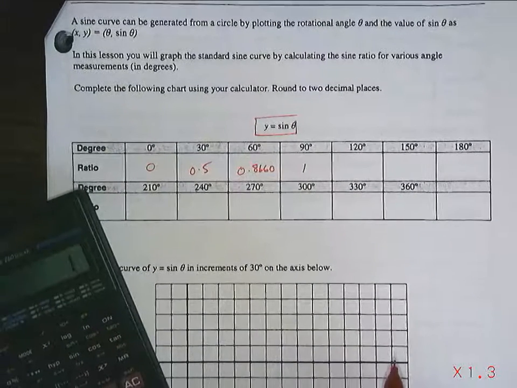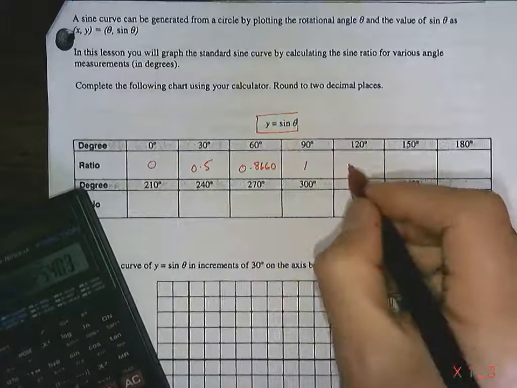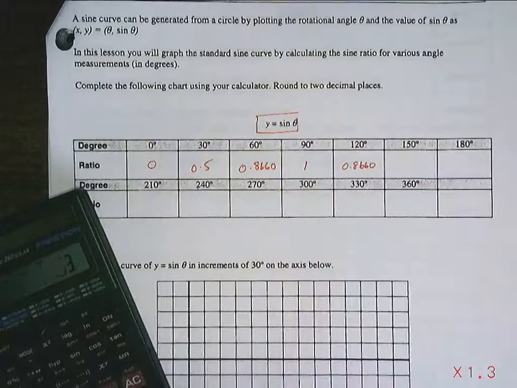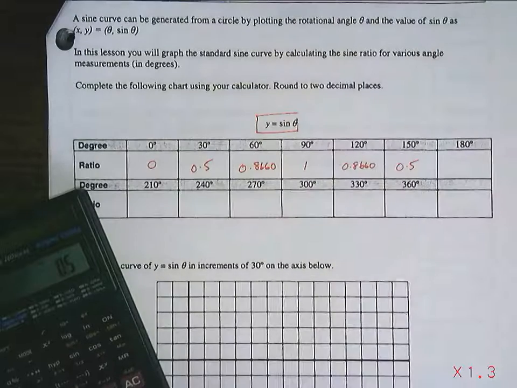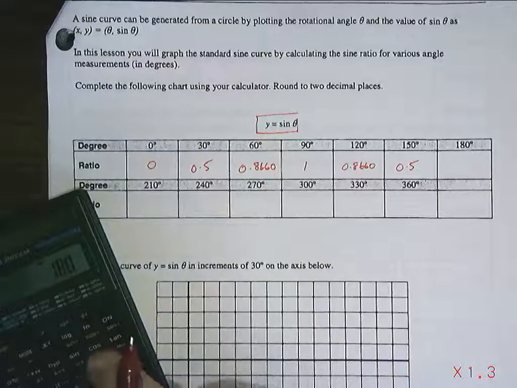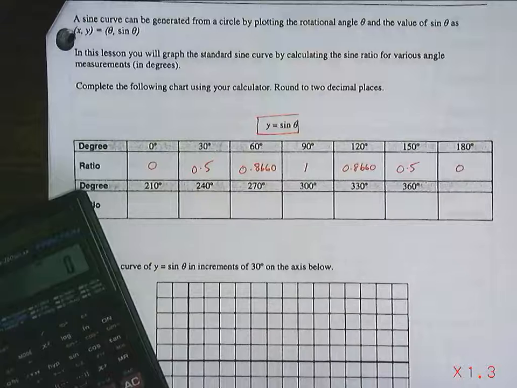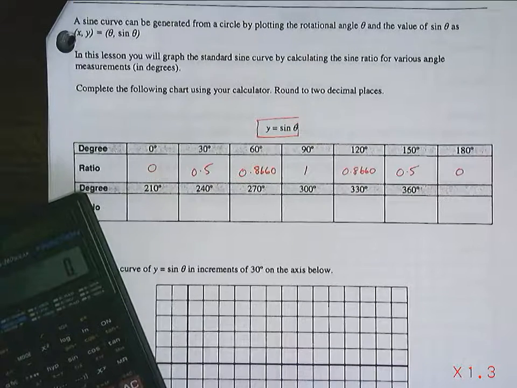Sine of 120 is 0.8660. Sine of 150 is 0.5. Sine of 180 is 0. Do you see what just happened there? It repeated itself. It went up, and then it came down.